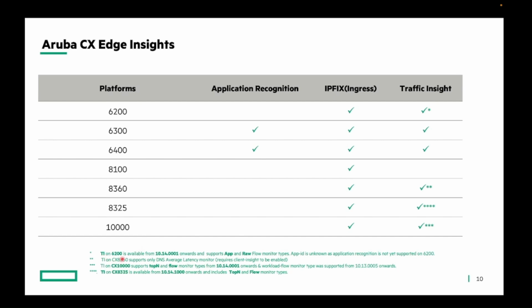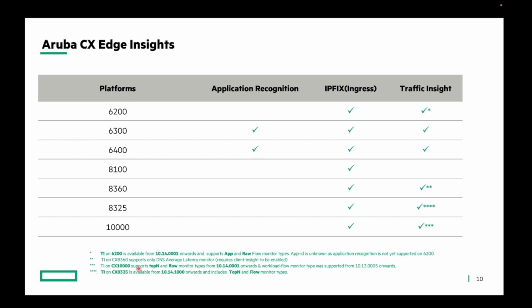TI on 6200 is available from 10.14.001 onwards and supports app and raw flow monitor types. Now here, the catch is app ID will be unknown as application recognition is not yet supported on 6200, right? So these are important. TI on CX 8360 supports only DNS average latency monitor, which requires client insights to be enabled. I think this is well known.